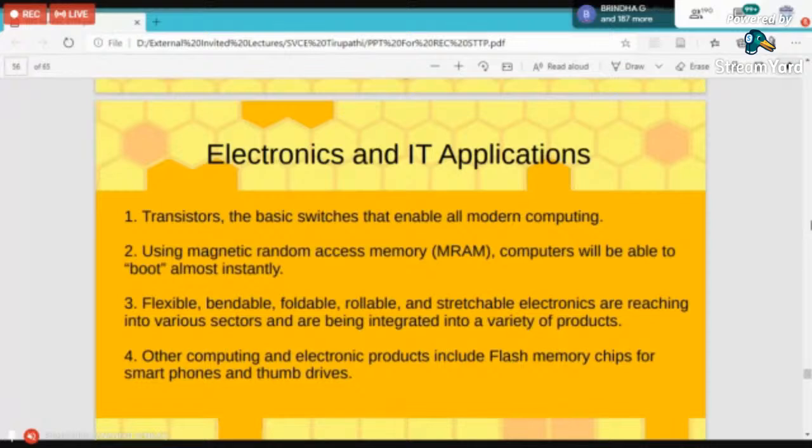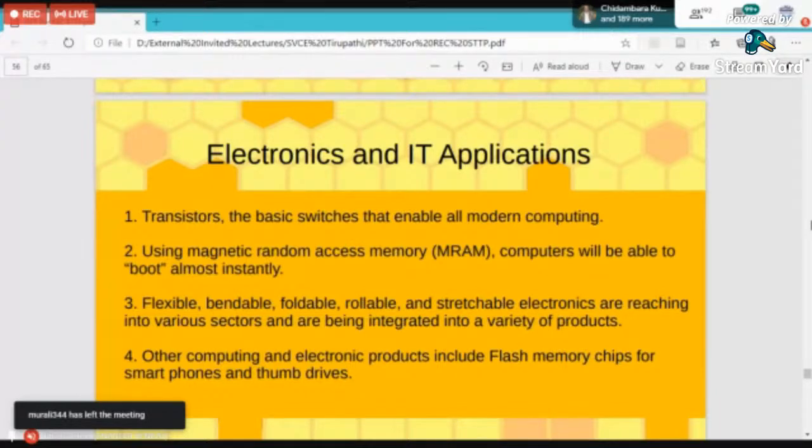Flexible, bendable, foldable, rollable, and stretchable electronics are reaching into various sectors. So this is the functional application. A variety of products are coming out. It's smart mobile phones, smart washing machines, smart microwave ovens, which are extensively used nowadays. This is day-to-day life. We fully depend upon these types of products.